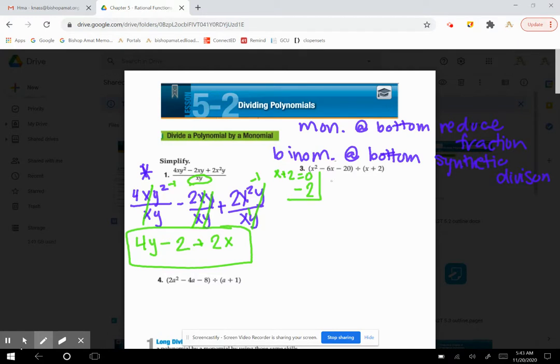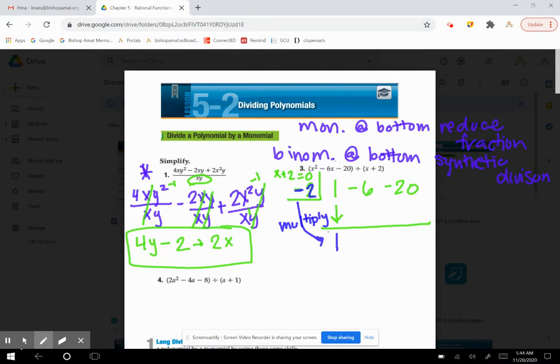So the coefficient for the first one is 1. Coefficient for here is negative 6. Coefficient for the third one is negative 20. You're going to leave a little bit of space and you're going to draw a line. Okay, so here's what synthetic division is. So we're using this negative 2. Okay, first thing, you drop the 1 down and you use this negative 2 and you multiply those two numbers.